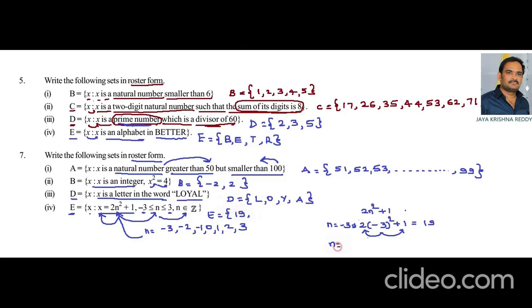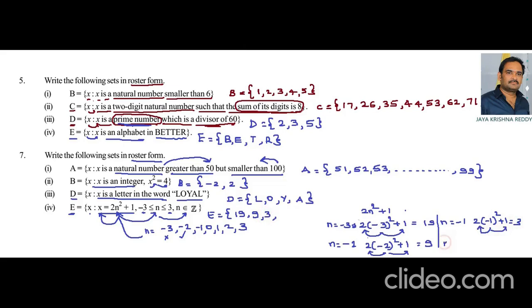Next, n minus 3 is over. Next you have to take minus 2. n is minus 2, substitute in the formula. 2 times minus 2 whole square plus 1. So minus 2 whole square is 4. 4 twos are 8. 8 plus 1 is 9. Now the second element of the set is 9. And next you have to substitute n equal to minus 1. So what will we get? 2 times minus 1 square plus 1. So minus 1 square is 1, 1 into 2 is 2, 2 plus 1 is 3. So the next element is 3.